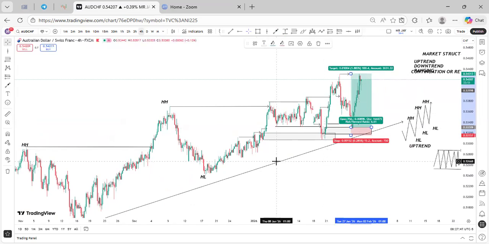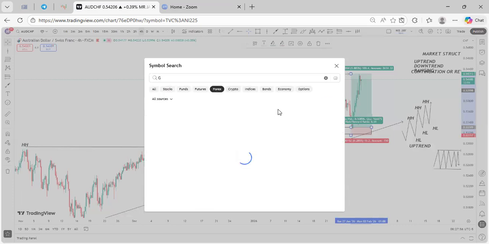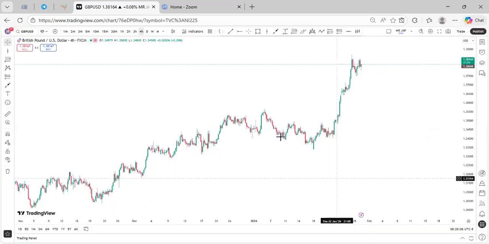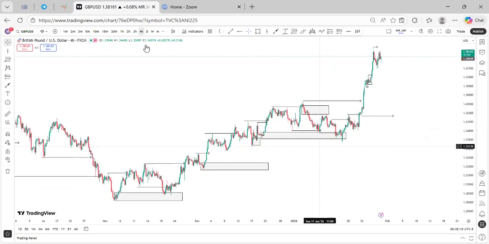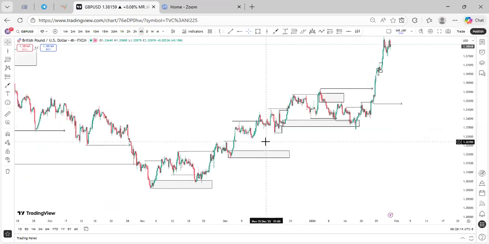So let's look at some other trades real quick. Let's look at GBP. All right. Okay, I'm currently on the 4 hour time frame on GBP USD.